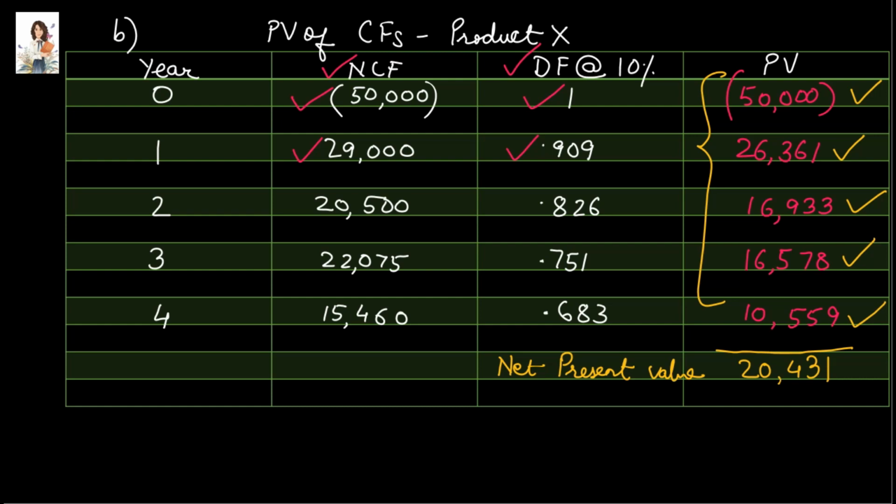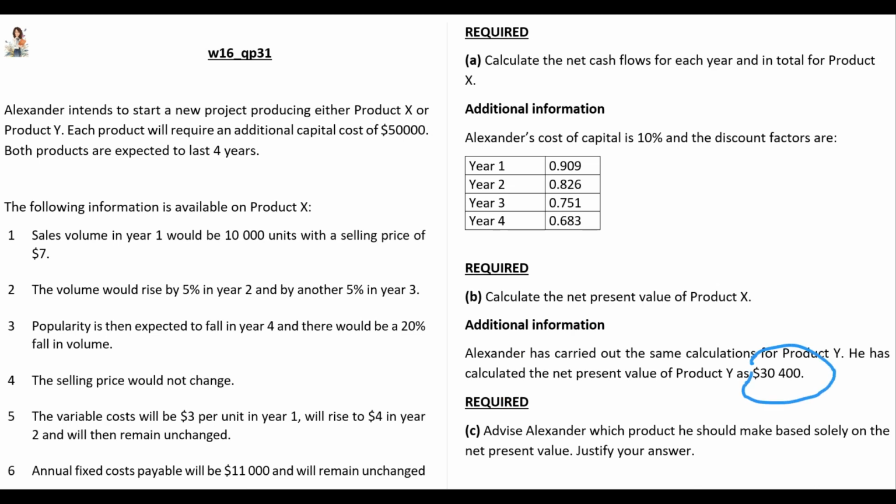For this, we need to compare the net present values of products X and Y. We have already found out the net present value of product X in part B. It is $20,431. And the net present value of product Y is $30,400. We already know that the higher the net present value, the better it is. Therefore, since product Y has a higher net present value than product X, Alexander should produce product Y.